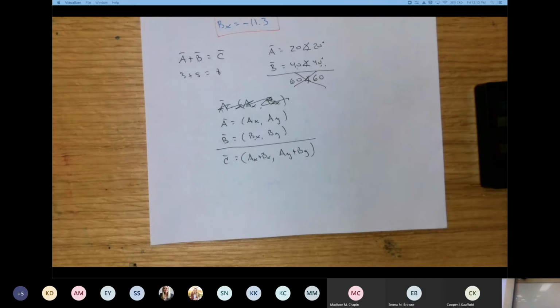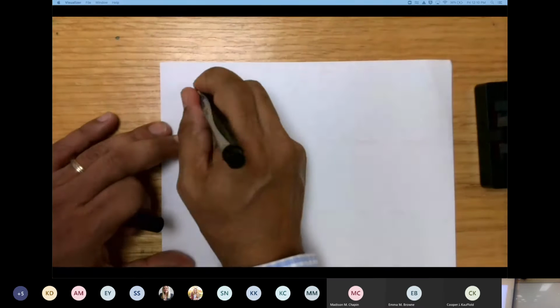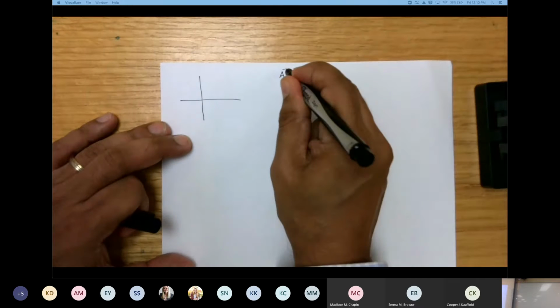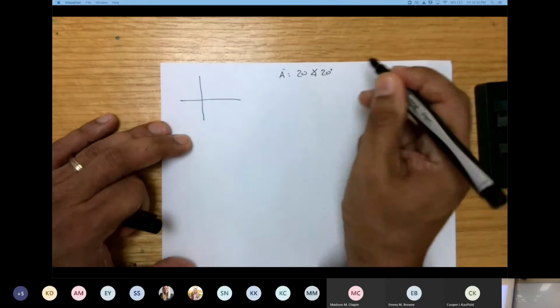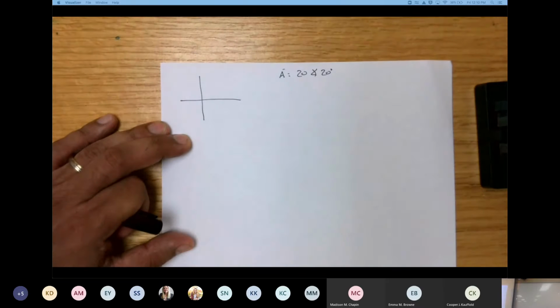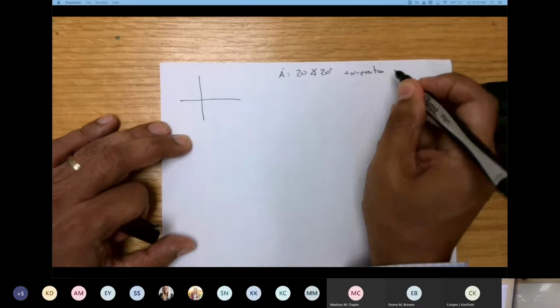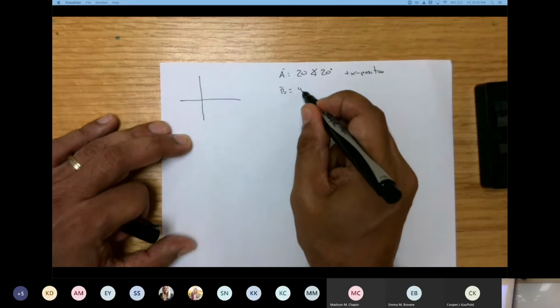Okay, so we're gonna do this example. Let's say that I have vector A, 20 units at 20 degrees. And now these angles, I'm assuming that I will respect with the positive X axis. And vector B will be 40 at 40 degrees.